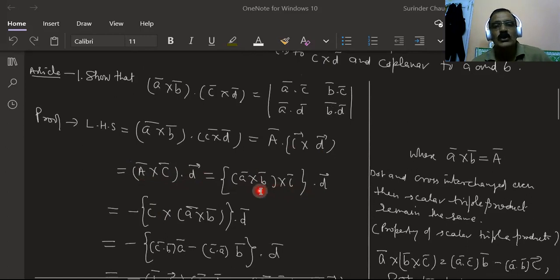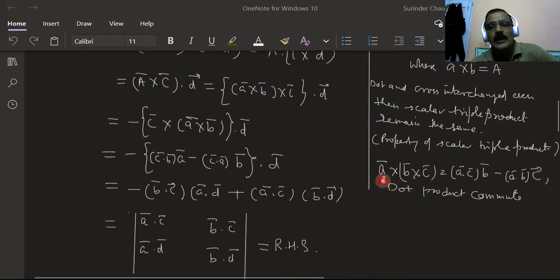Now we don't remember both results of a cross b cross c. We'll only remember one result: a cross b cross c is equal to the vector inside the bracket. This vector will be coplanar to the b and c vectors, so it is a dot c times b vector minus a dot b times c vector. So we'll use this result. We don't remember both of them, otherwise confusion will be created.